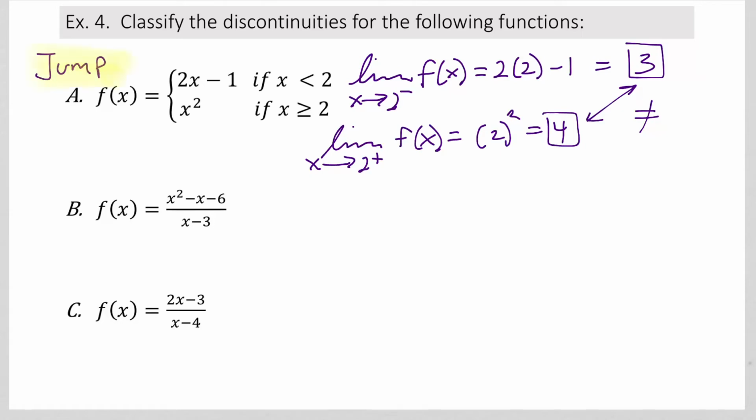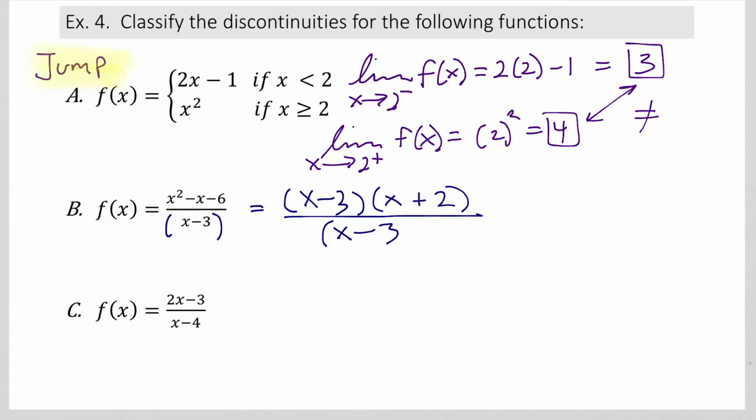Now looking at the second one, it's possible that we have a removable discontinuity if this x minus 3 will cancel. So we want to check and see what the factored form of the numerator is, if it factors. So we can see that it does factor, so let me just do this quickly. I don't like to make the videos too long, of course. So this would be x minus 3, x plus 2.